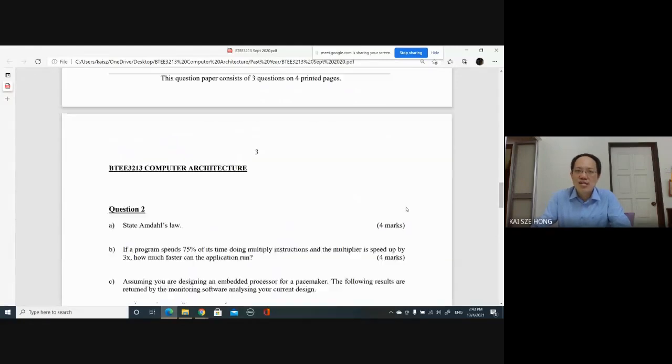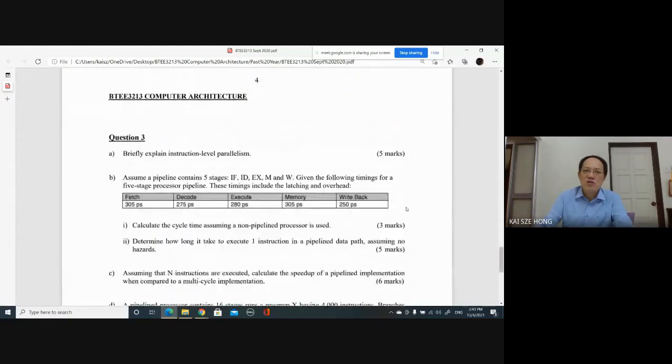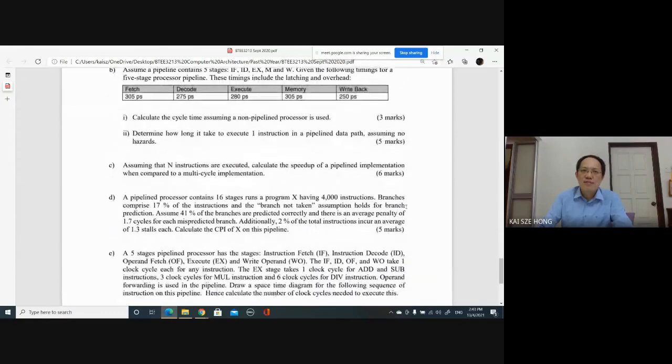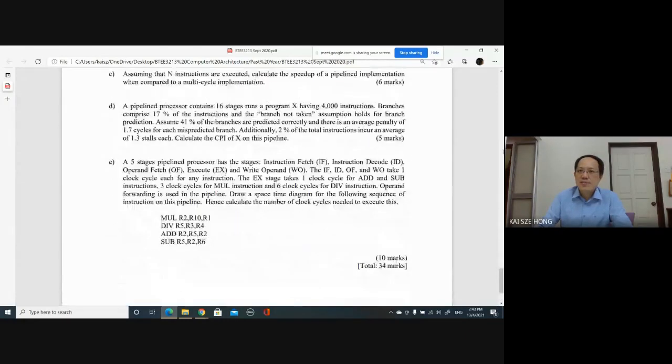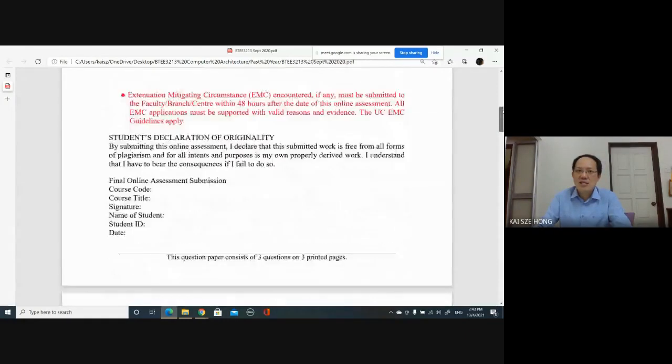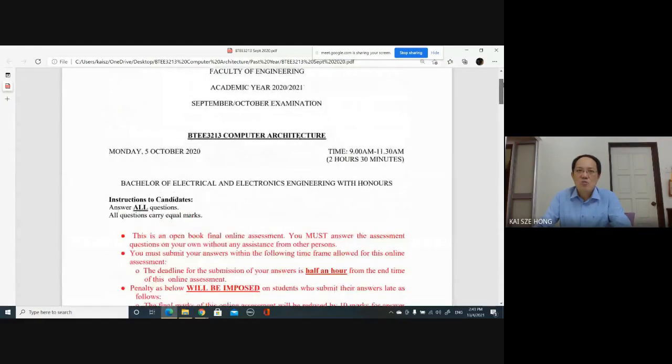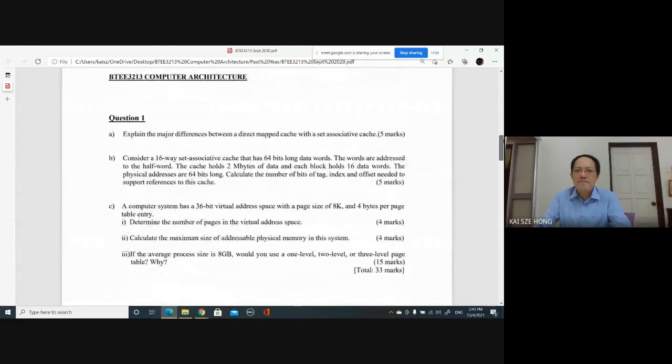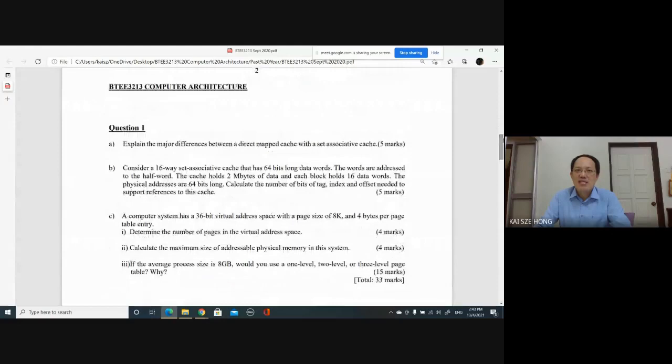Which one do you want to do? Cash. This is about cash. MSTAR law. Also, pipeline. And then you can focus on one of the questions. Yeah, let us do this. If you want to stay with us, then we will do this question.